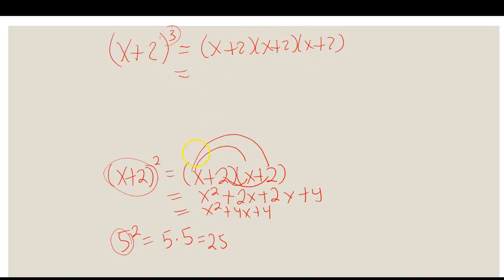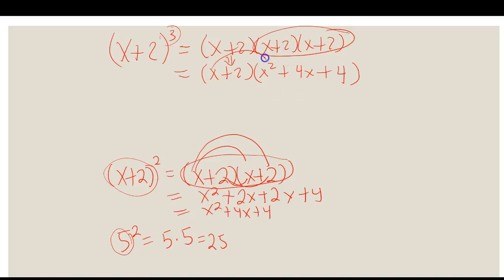Now, I just told you what x plus 2 times x plus 2 is, right? So what I recommend you do is just write x plus 2 down. That's the first one. And I know what this is because I just did it. It's x squared plus 4x plus 4. So notice I had to multiply two things together first. Then I'm going to come back and multiply x times x squared.